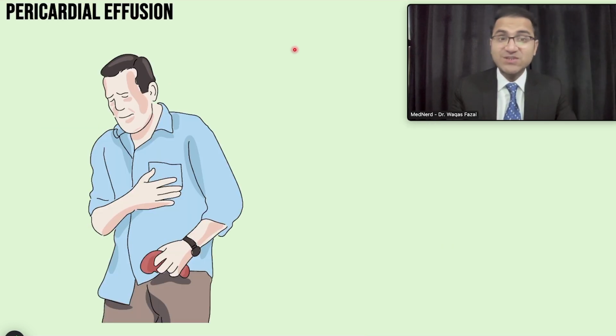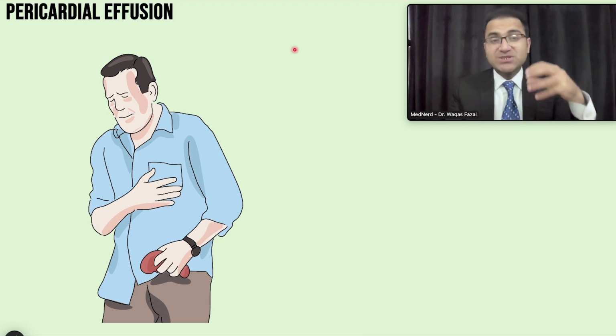A 72-year-old man with a history of lung cancer comes to your clinic complaining of shortness of breath. Doctor, I cannot breathe. Doctor, there is also chest pain. There is chest discomfort in the patient. When you examine the patient, he has muffled heart sounds. You cannot listen to the heart sounds properly.